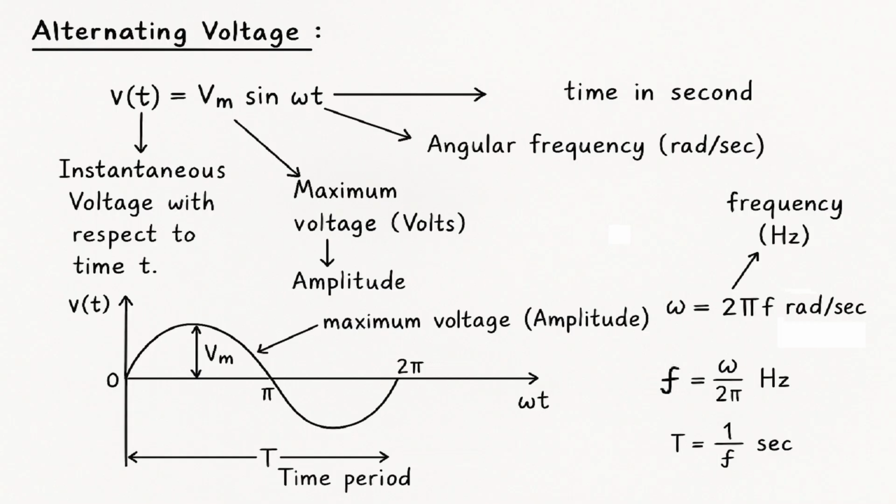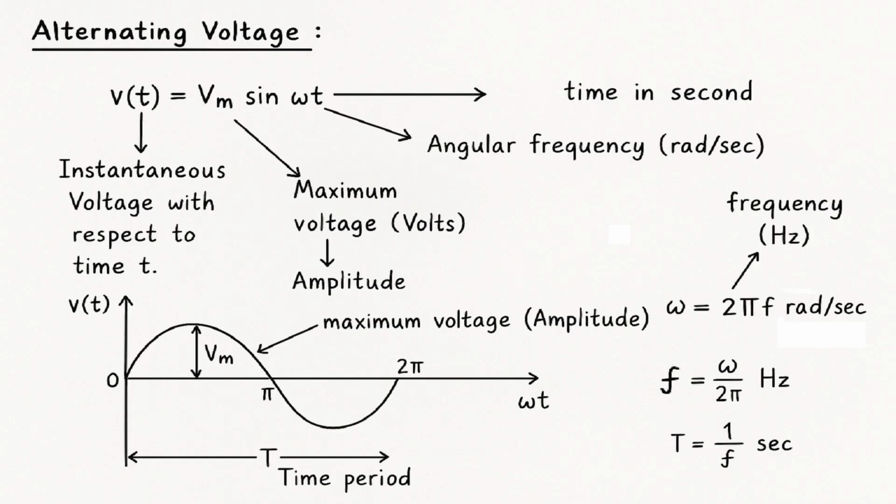Let's use our 60 Hz example. If the frequency is 60 cycles per second, then the time period for one cycle is T equals 1 divided by 60, which is about 0.0167 seconds. An incredibly short amount of time for one full cycle. And there you have it. From a single formula, we have unpacked an entire world of concepts that describe the electricity we use every day.